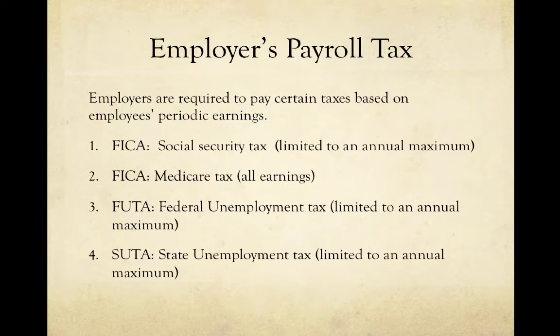Now, if you look at the other two taxes, the FUTA and SUTA, there are annual limits on that as well. Okay, and the limits are pretty low. It's roughly about $7,000. So for each employee that earns up to $7,000, the employer is going to pay FUTA and SUTA. Once that employee has reached $7,000, the employer no longer has to pay into FUTA and SUTA for that year.